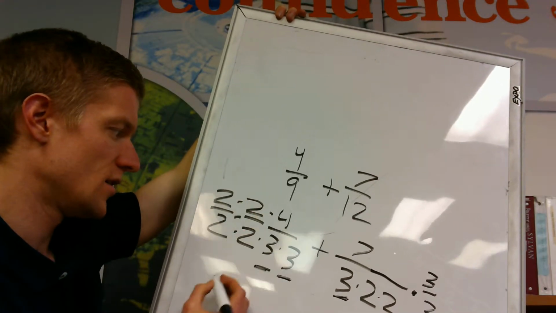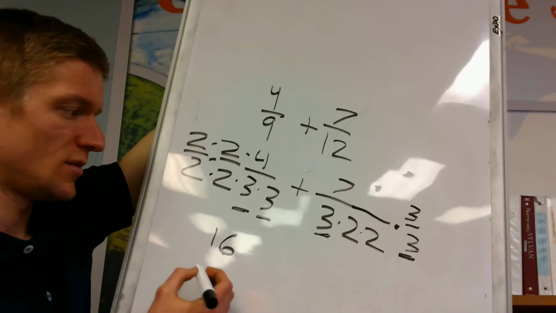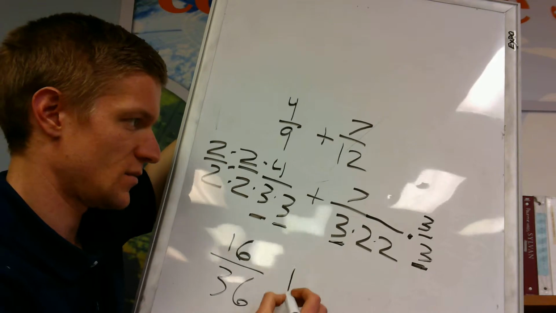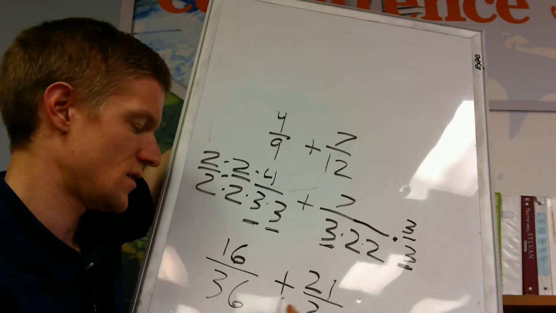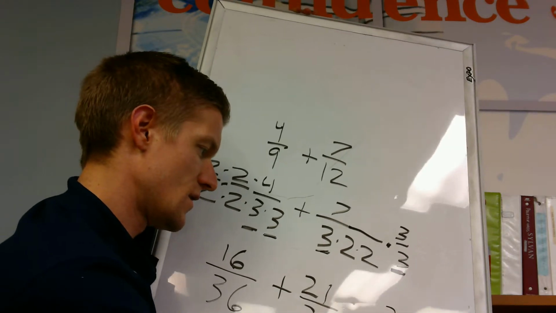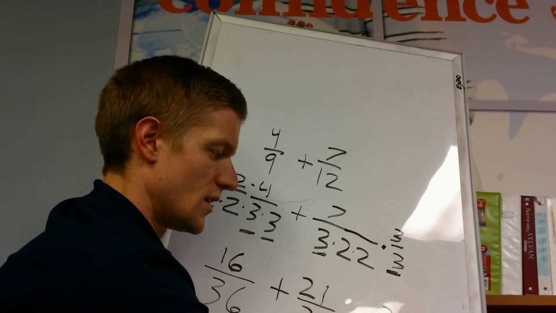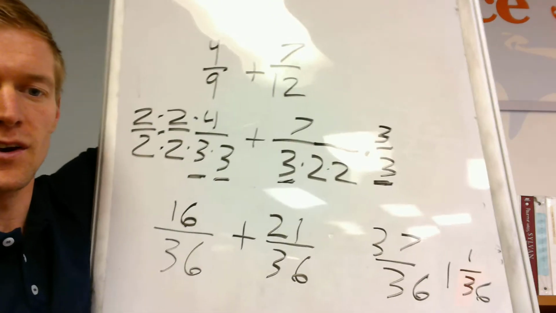The numerator here becomes 16. The denominator becomes 36. Plus 21 over 36. 37 over 36, or 1 and 1/36. Oh, sorry, lost you there.